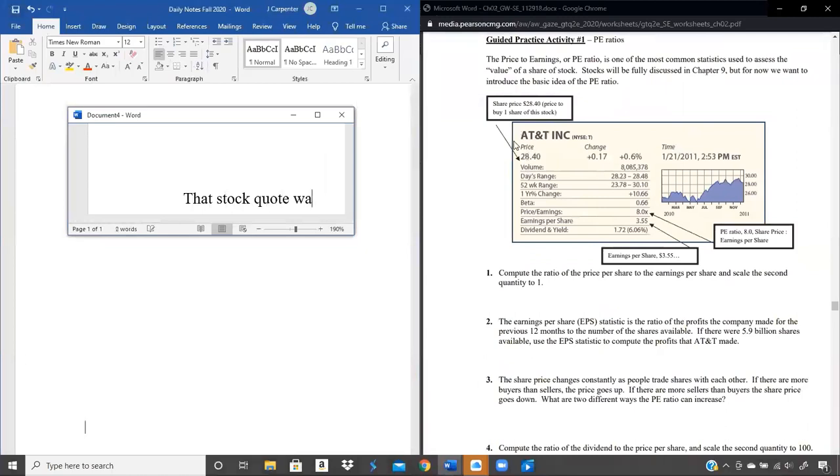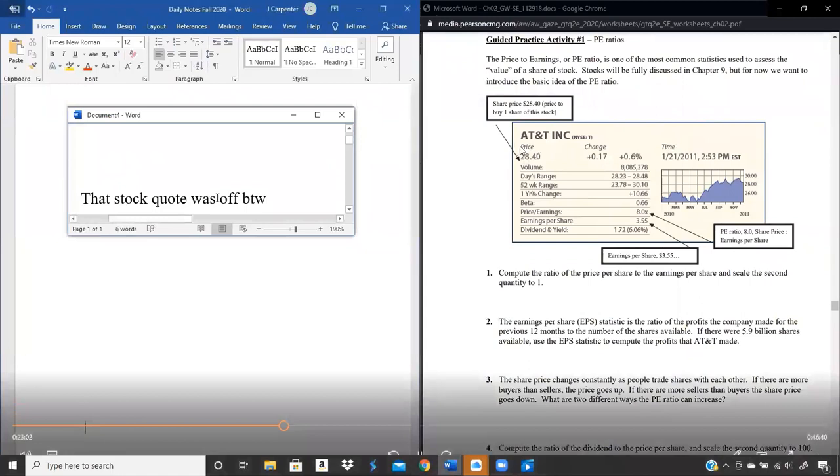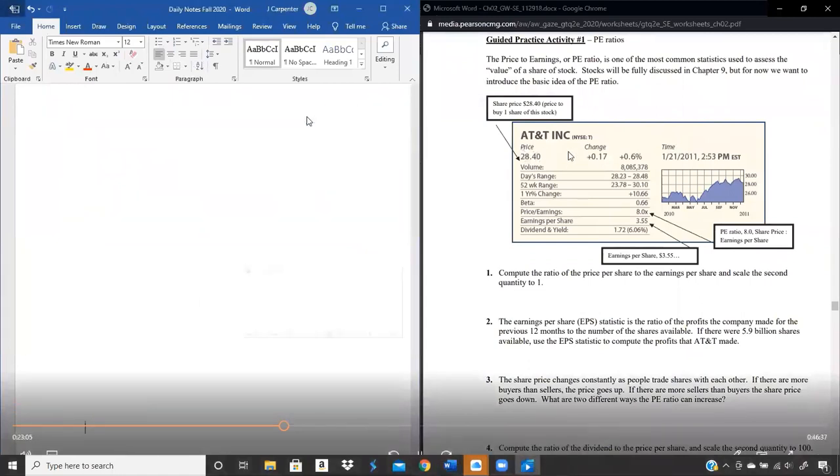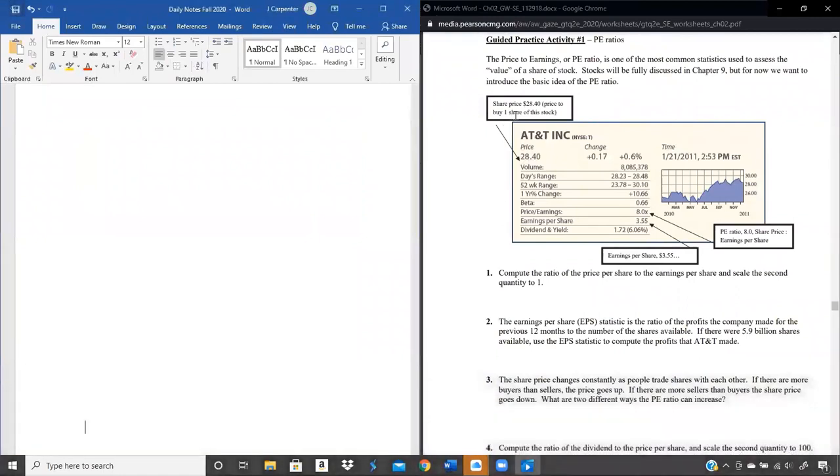All right, so price. Now, this is not super well labeled. It just says price, but more technically, it should be called price per share. But a lot of these don't say price per share, they'll just say price. So that's the price you would pay for one share of stock.